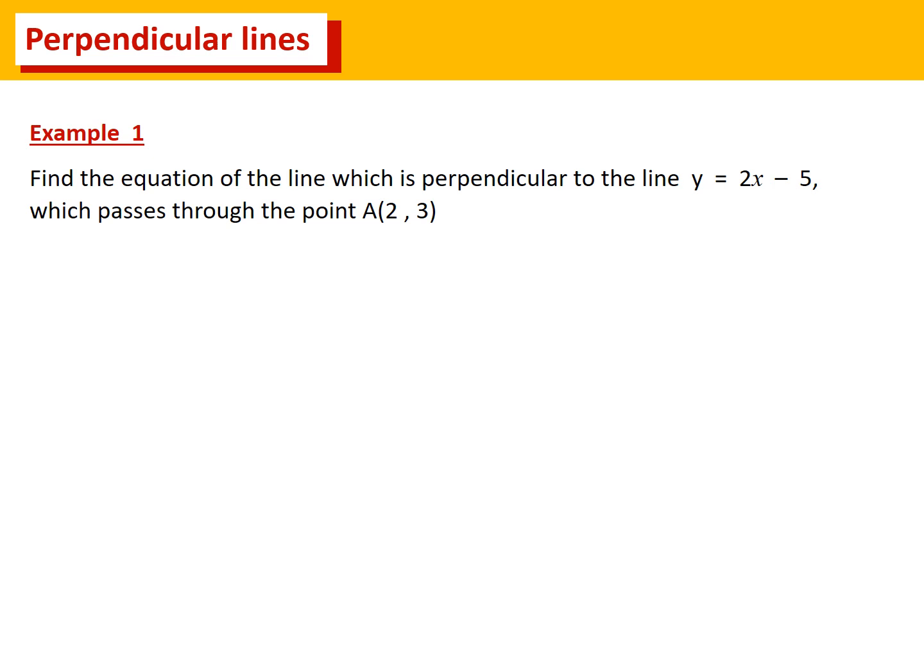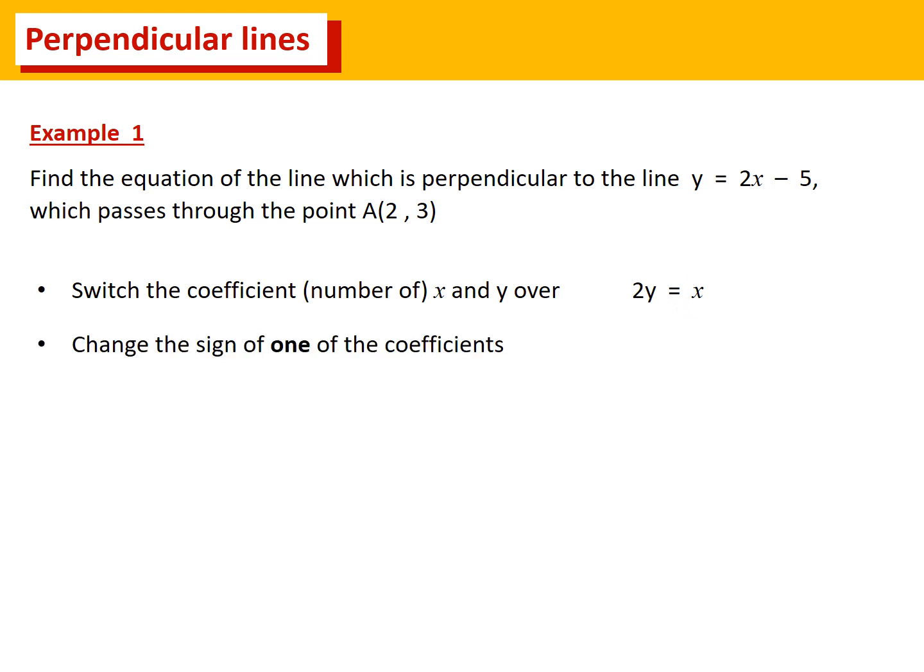Now, in this example, we've got something a little bit different because as well as wanting a perpendicular line, it has to be a perpendicular line that passes through a specific point. The steps that we did before stay the same. We swap the number of x and y over. So 1y equals 2x up here becomes 2y equals 1x. We then change the sign of one of the coefficients. So I've changed the plus 1x to minus 1x. Now this line has to pass through the point 2, 3.